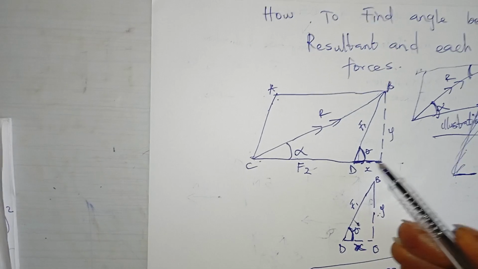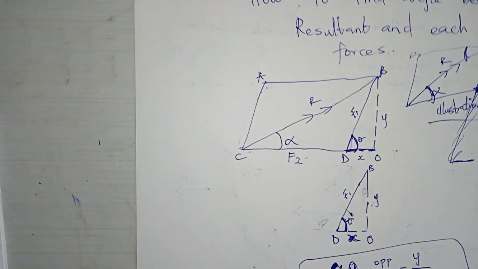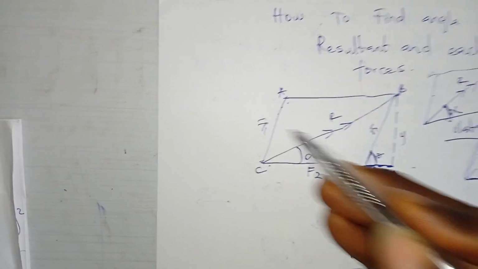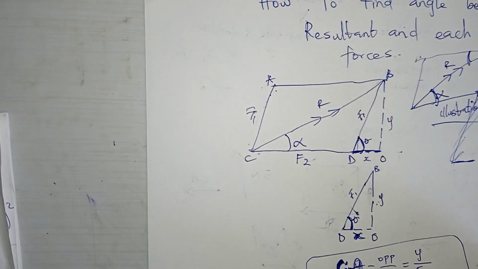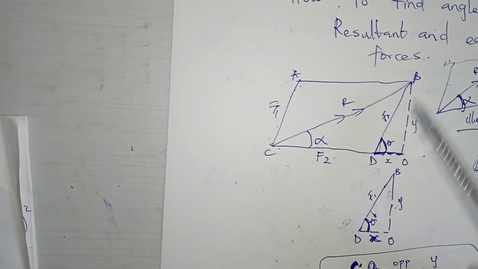Notice that this forms a right angle triangle. If you look at it very well, it forms something like a right angle triangle. So I now have my F1, the same as the F1 given to me, and the F2 given to me this way. So this is parallel to this. So AC is equal to BD.